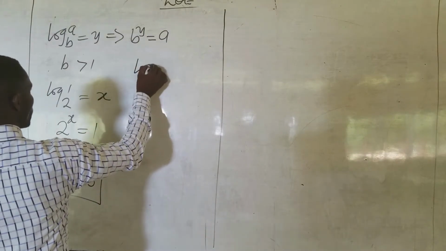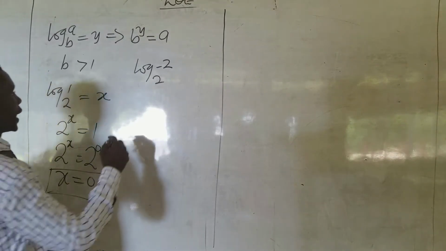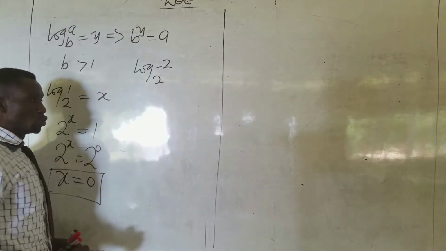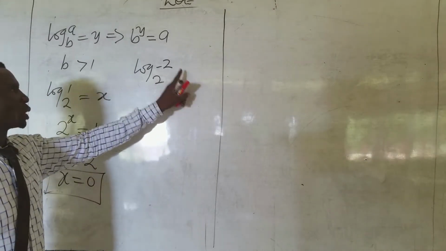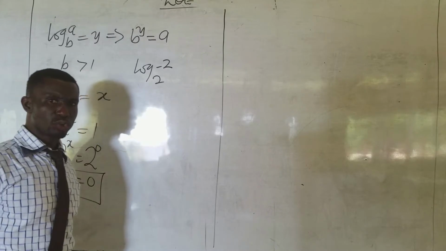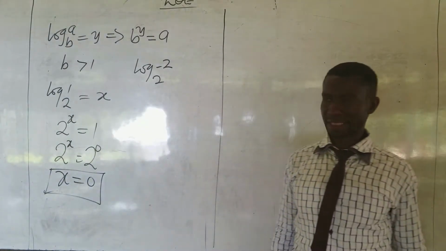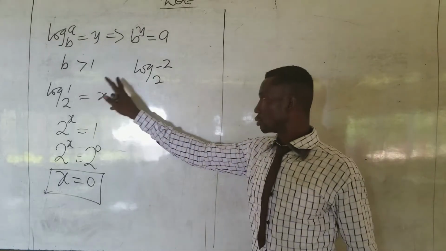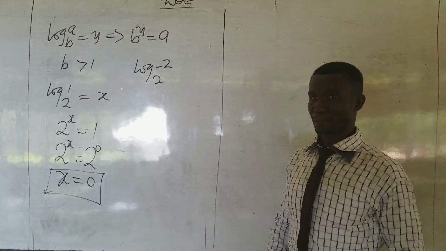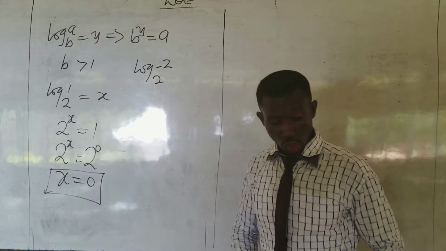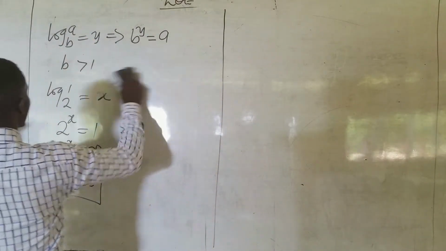Now, but let's see a. If you have log negative 2 base 2, what does that mean? It means 2 raised to the power what to give you negative 2? That one too is impracticable. Very impracticable. There's no value that 2 can be raised to in order to give you negative 2. You can't have those values. So it means that a cannot take negative values.